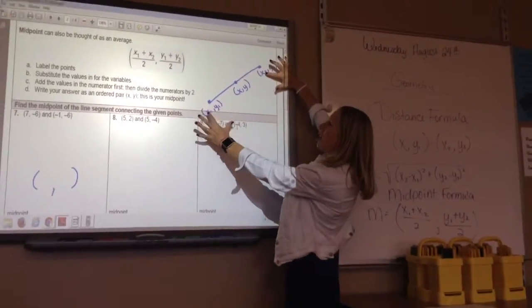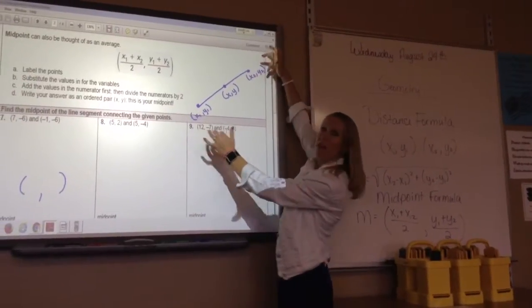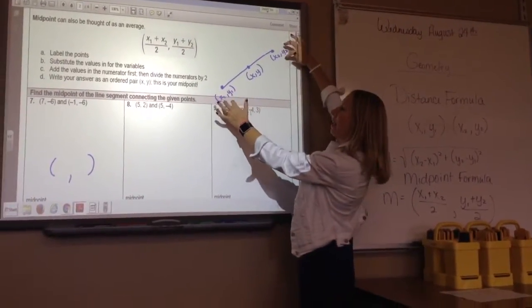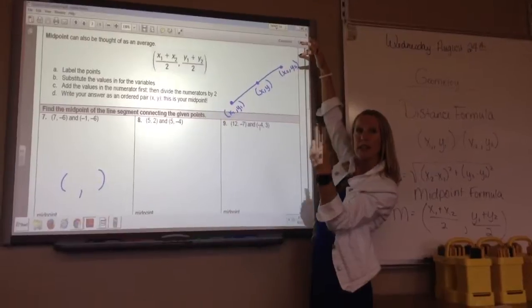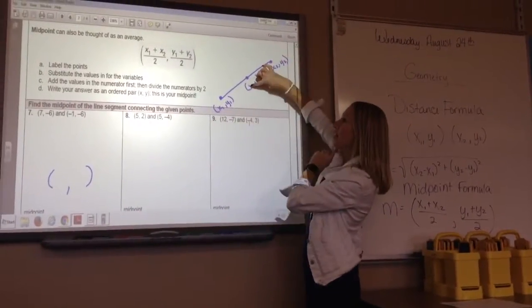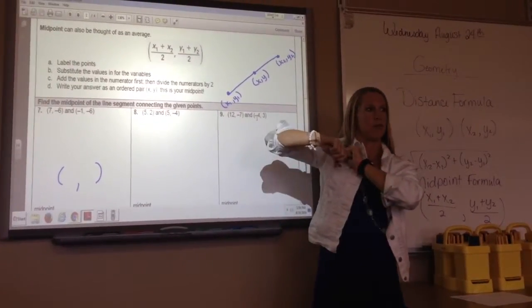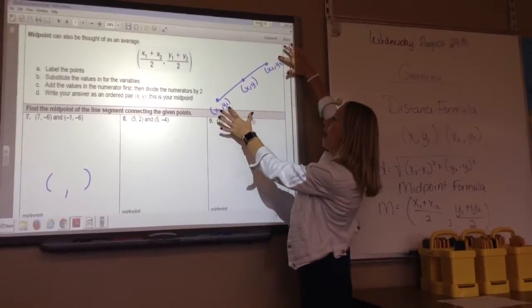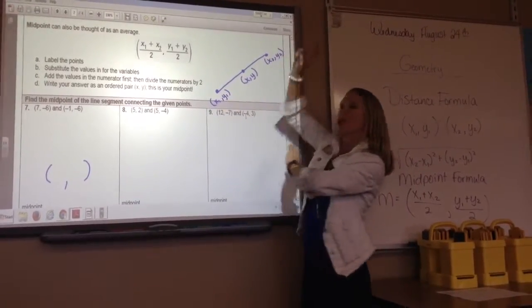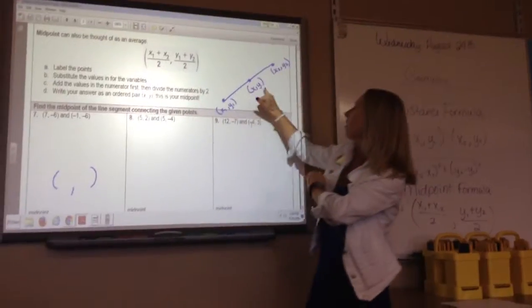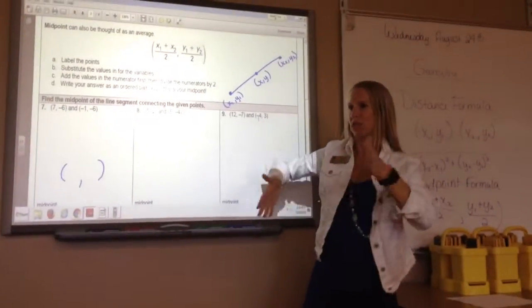So if you take your x's and add them together, don't subtract them, you're going to add them, and then since there's 2 x's, you'll divide by 2. That'll give you the x coordinate of the middle. Then if you take your y's, add them together, and since there's 2 y's, you'll divide by 2. That'll give you the y coordinate of the middle. So it's just the average of the 2.